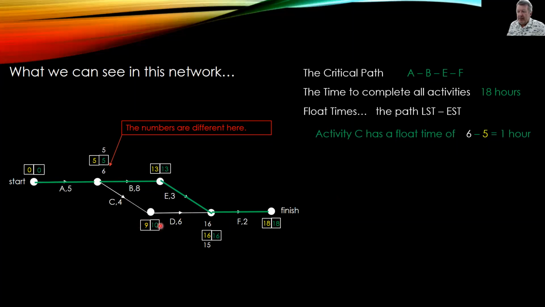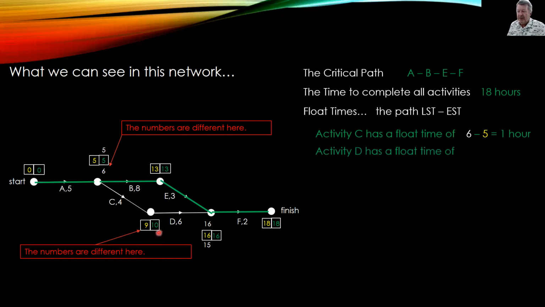The next activity, which is not on the critical path, is activity D. So you can see more quite clearly here, our numbers are different. So activity D has a float time of, our LST is 10, our EST is 9. So again, 10 minus 9 is 1 hour. Does that make it a little bit clearer?